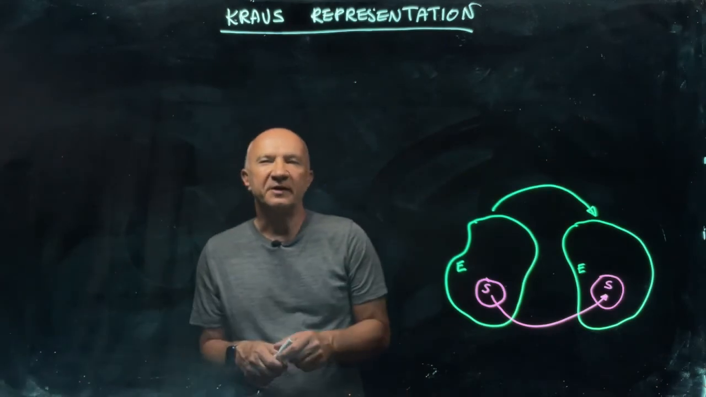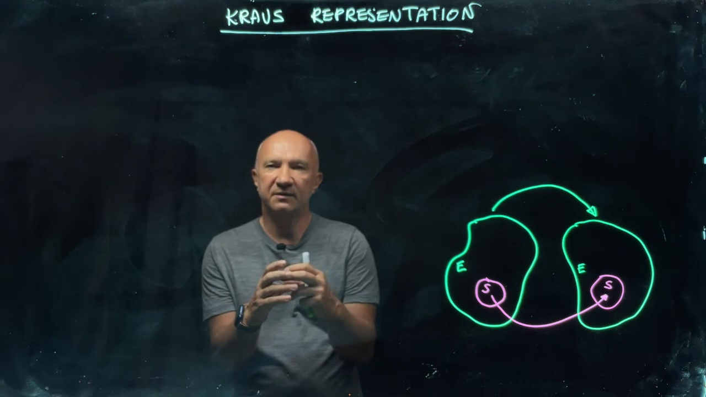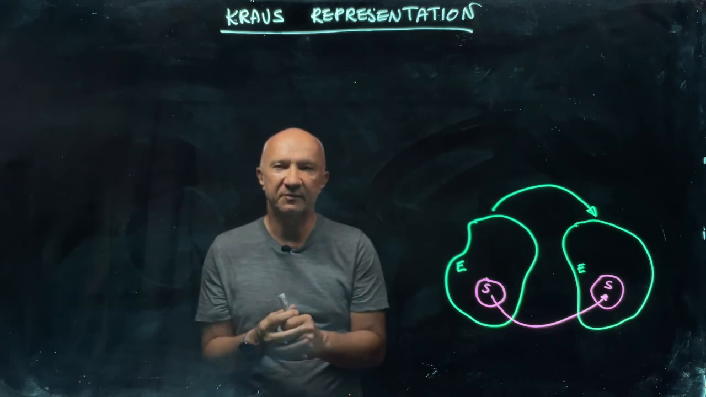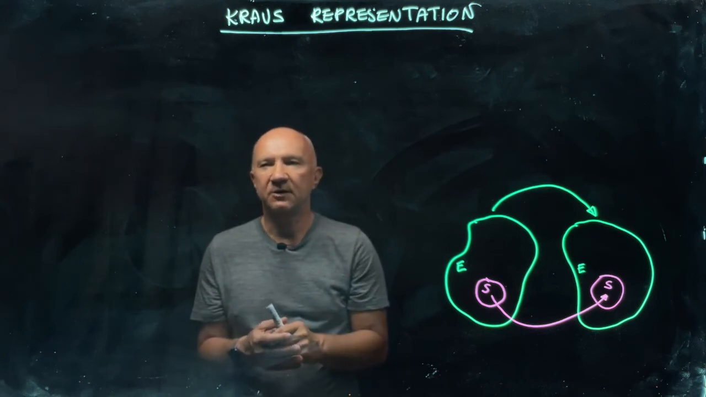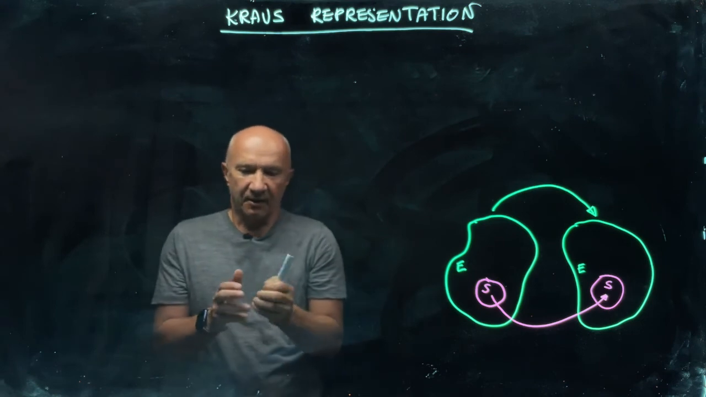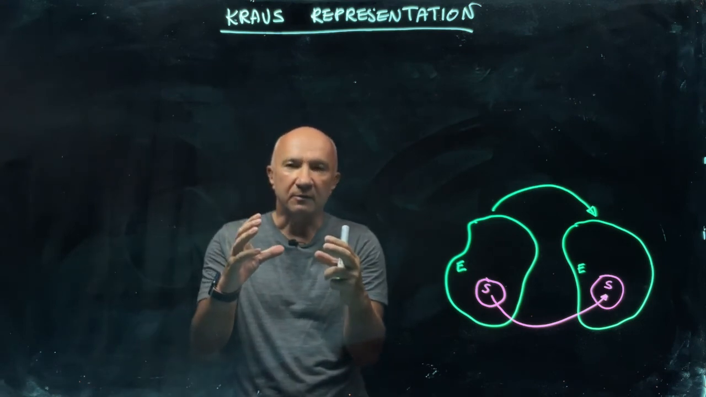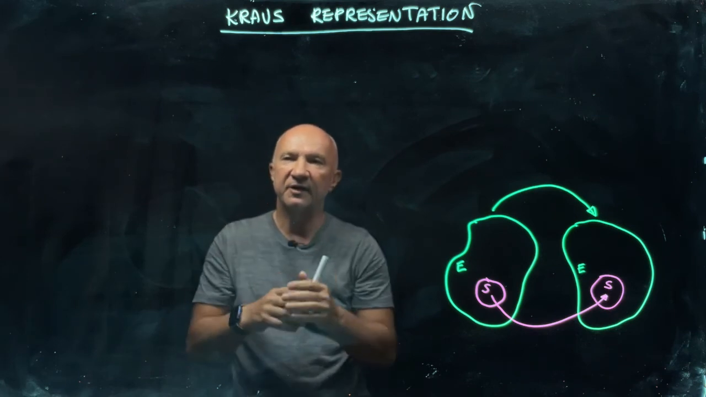Now, mathematically speaking, there are many ways of looking at the evolution of a system that is embedded in a larger system, what we call the environment. Let me start with perhaps the most common among physicists, known as the Kraus representation. We know that the evolution of the whole, of the isolated system that is composed of the system of interest and the environment, is unitary.